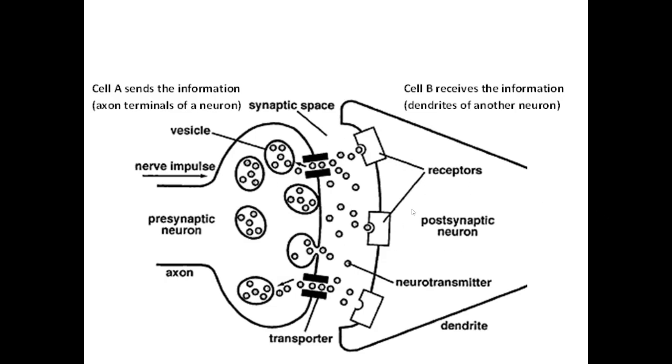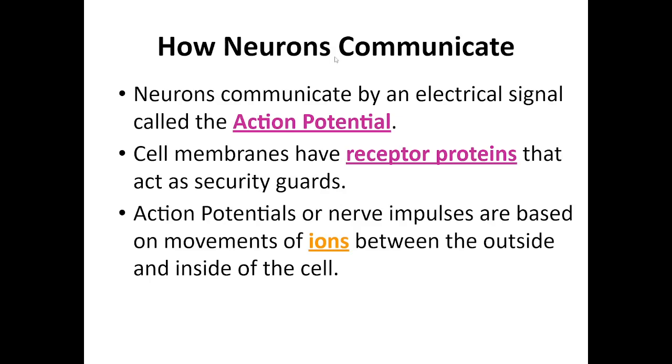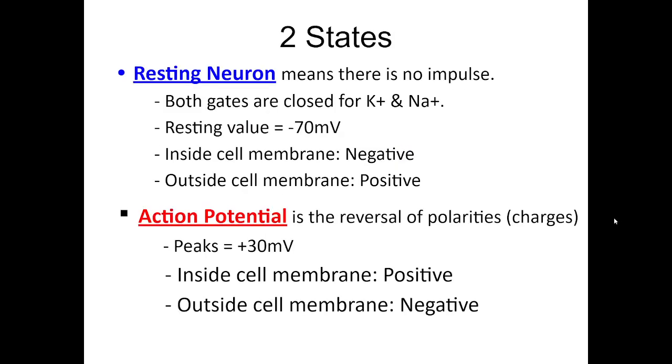Here's another diagram on how the nerves work. How neurons communicate. Neurons communicate by an electrical signal called the action potential. Cell membranes have receptor proteins that act as security guards. Action potentials or nerve impulses are based on movements of ions between the outside and inside of the cell.